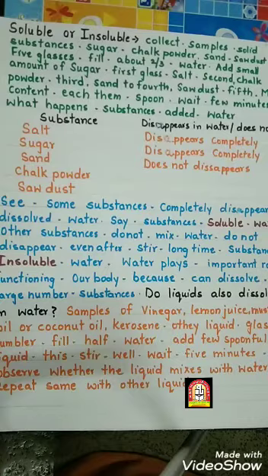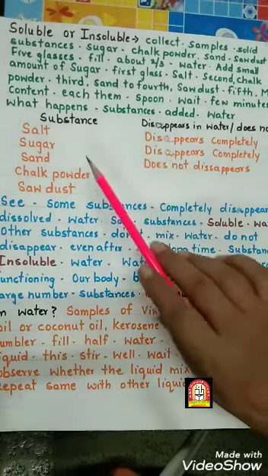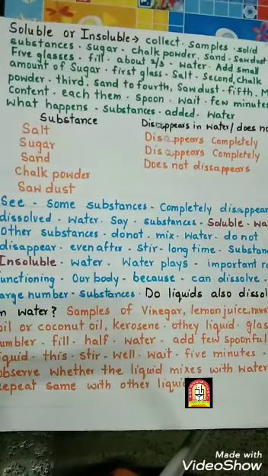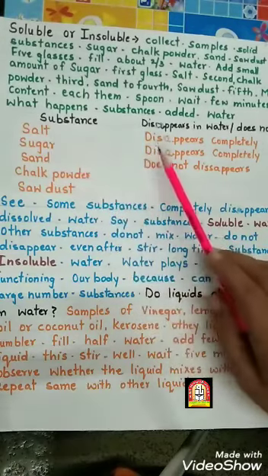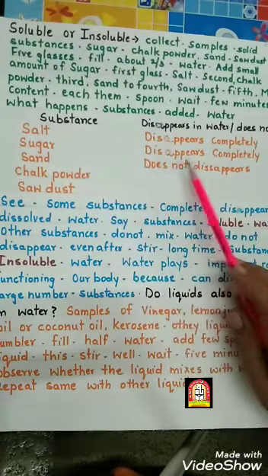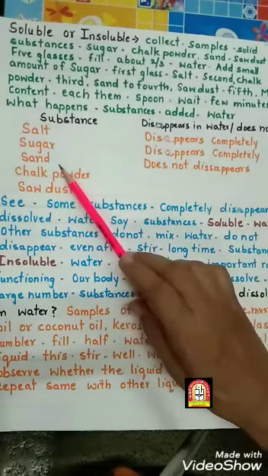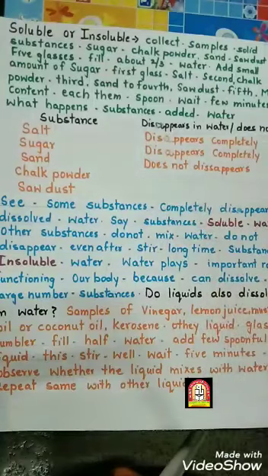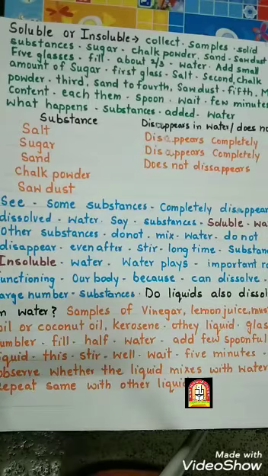Note down the observation. So we did one experiment. We mixed each and everything in a separate beaker. Now we will see the observation, whether the substance dissolved in water or not. First one was salt. Salt disappears completely. Sugar disappears completely. Sand does not disappear. Chalk powder does not disappear. And sawdust does not disappear.